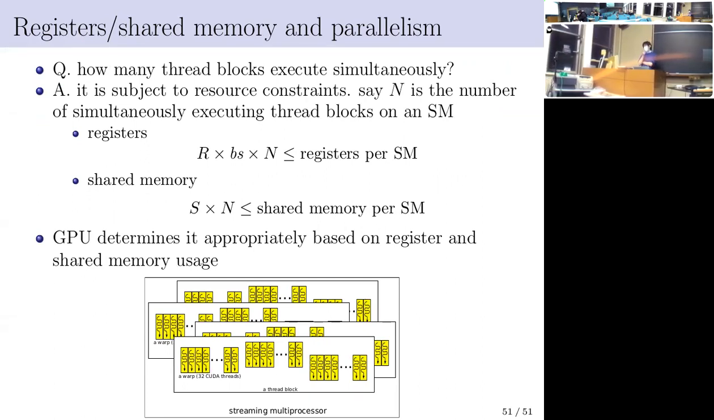And so here comes the original question. What is the appropriate way to choose the number of threads within a single thread block?